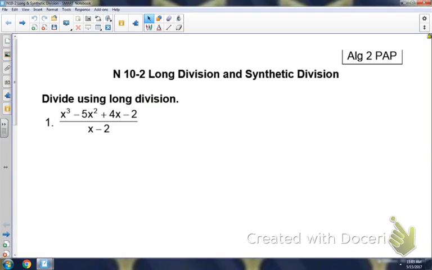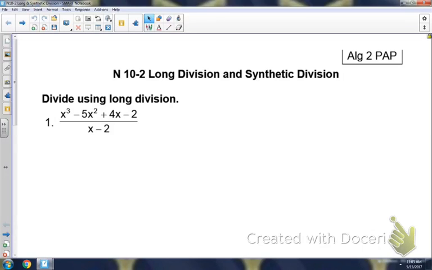All right, on 10.2, we're going to be looking at long division and then also synthetic division. So on the front, we're looking at long division. Long division is something that you've already gone over when you were younger, but we're going to put some variables with it. So notice we have a polynomial on top. We're dividing it by a binomial here.